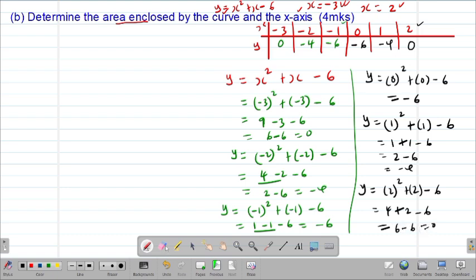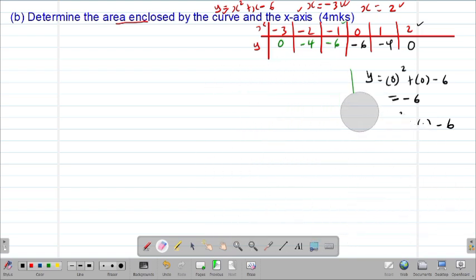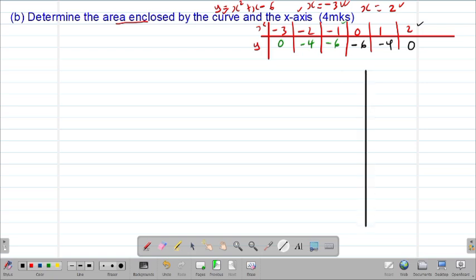So clearly from my values, I can see that most of my values of y are actually negative. So this is suggesting that the area is going to lie below the x-axis. Therefore, if I try sketching the curve, this is what I'm going to have. Most of the values are negative. Therefore, I don't need the positive values on the y-axis.